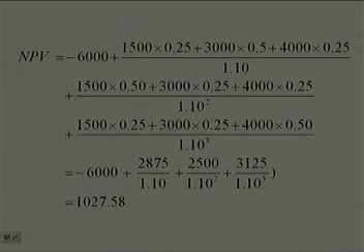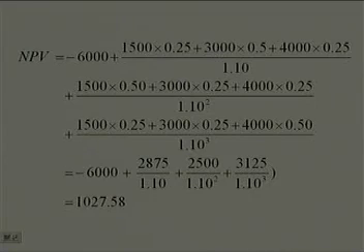Net present value, as you can very clearly see, is given by minus 6000 plus 1500 into 0.25 plus 3000 into 0.5 plus 4000 into 0.25 divided by 1.10. I have tried to use the formula. If you try to use the interest rate factors, it is still possible. You have to multiply this with P given F for an interest rate of 10% for year 1, for a period 1.